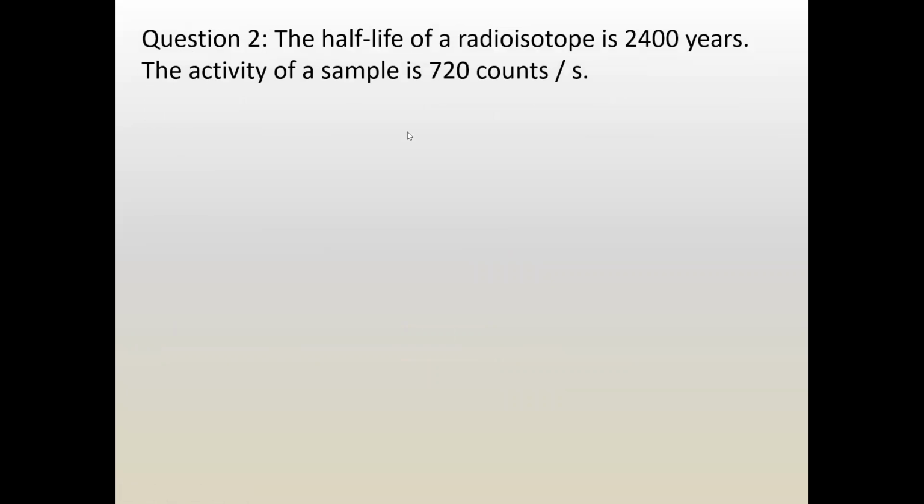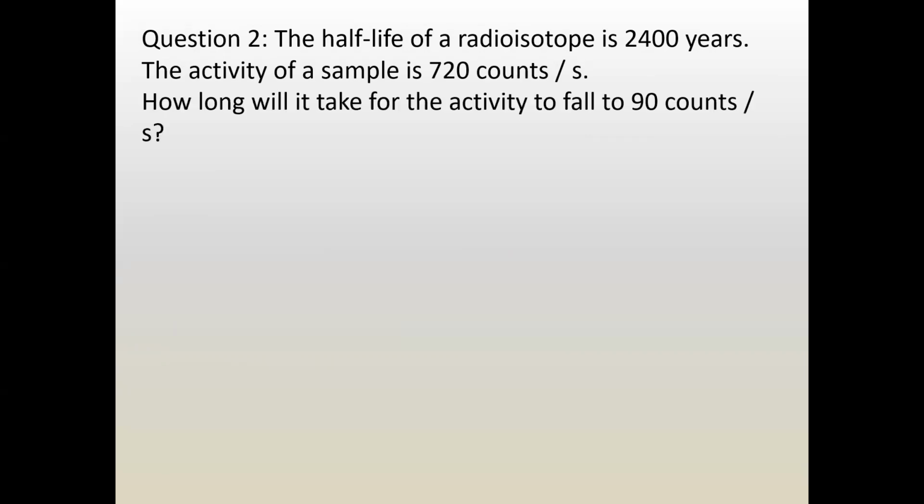Another question: the half-life of the radioactive sample is 2,400 years. So after every 2,400 years, it will become half of its original value. The activity of the sample, the amount of radiation coming out every second, is 720. How long will it take for the activity to fall to 90? So what we have to do, first 720.